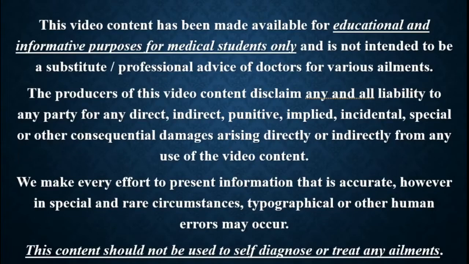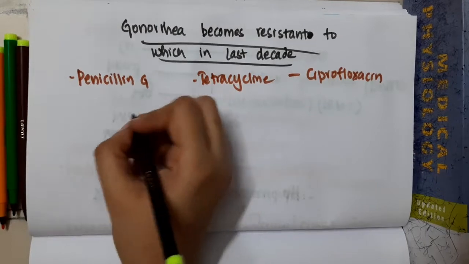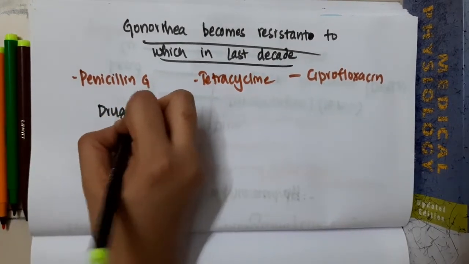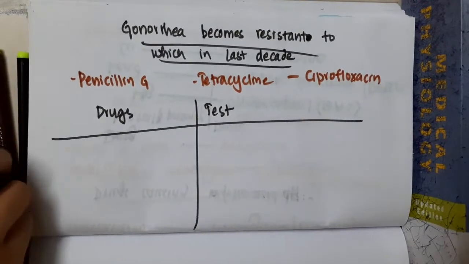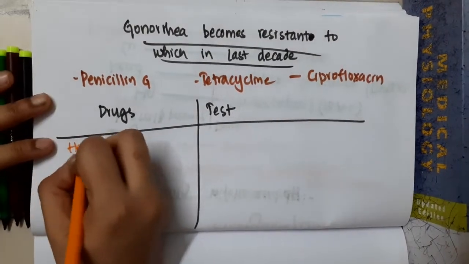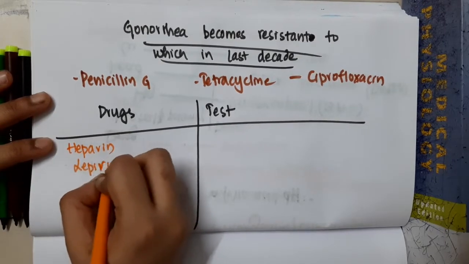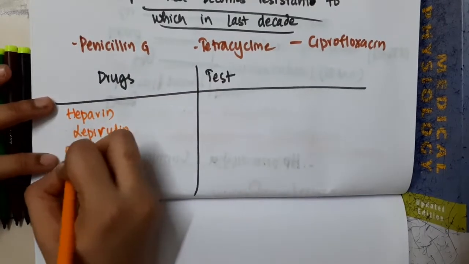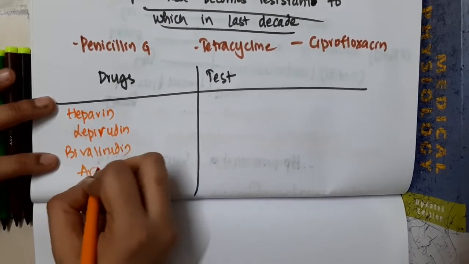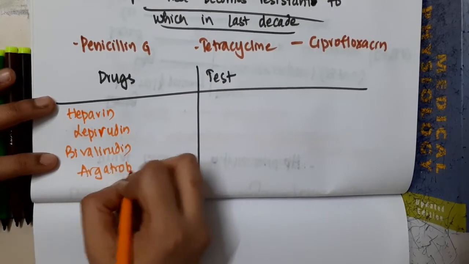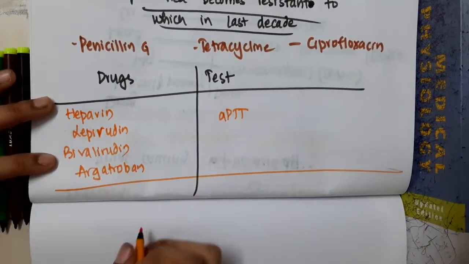In this lecture, we will learn about the drugs and the test. So, heparin, lepirudin, bivalirudin, argatroban. The test is aPTT. You should do aPTT for them.